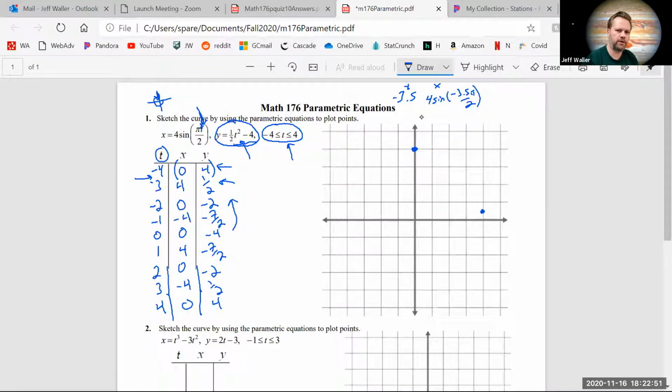Why am I doing this point? Because I'm not sure how these points are connected. I know it's not a straight line. I just want to get a little more detail. So I get 2.83 for this.